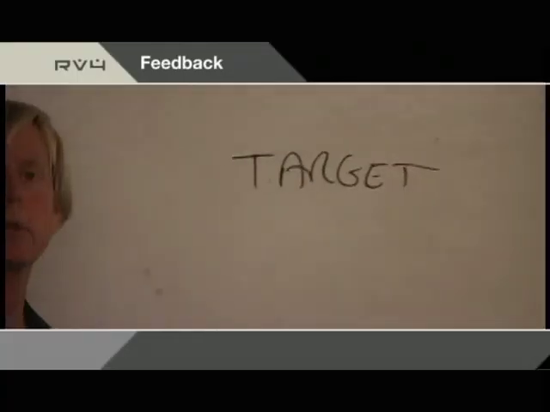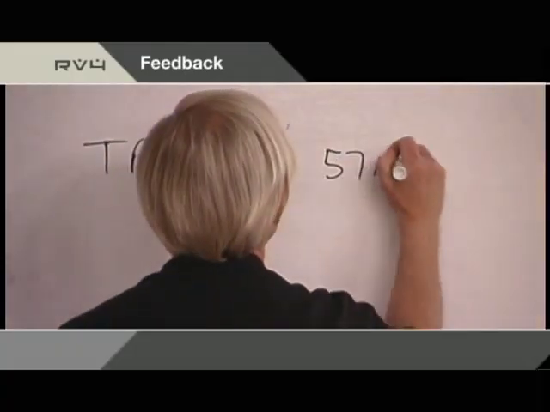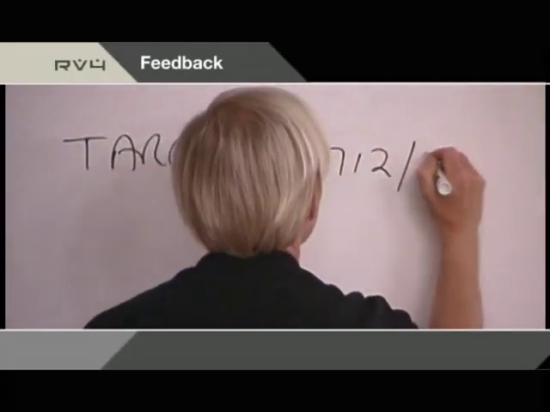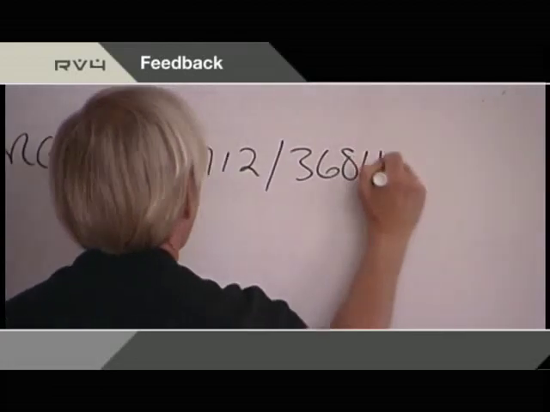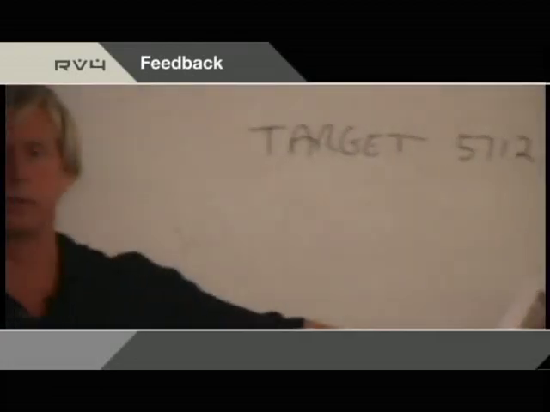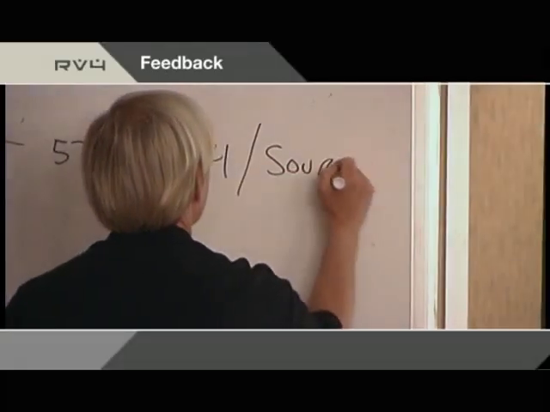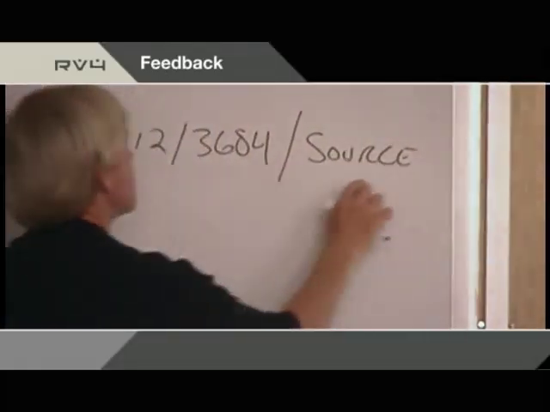I assign a couple of target reference numbers, which we did over here. 5712, 3684. That's my target. That's not good enough, right? I don't want to spend 45 minutes describing ice. I want to know the source. So we qualify this with source. Now this becomes our target.